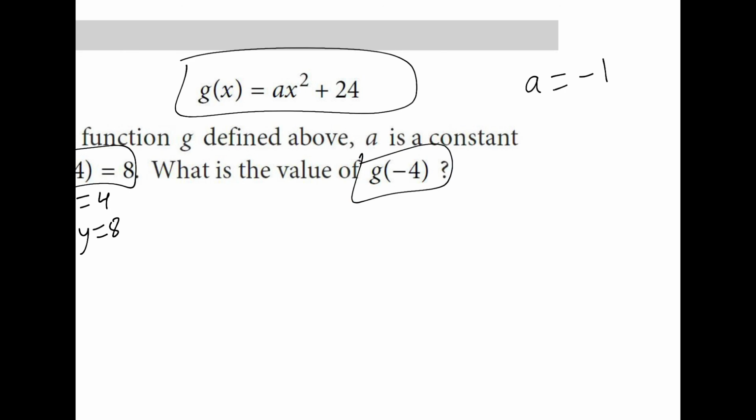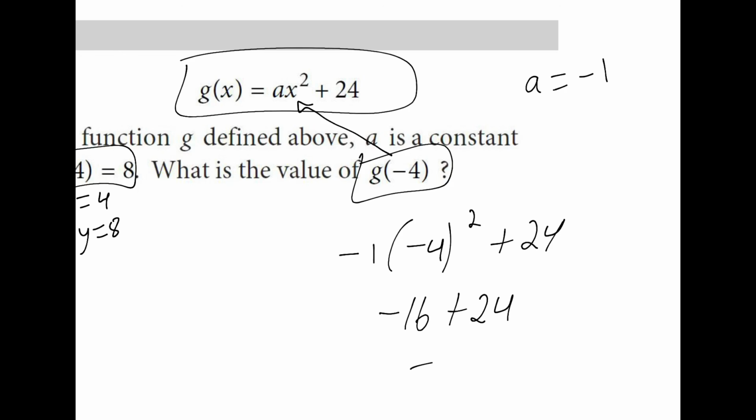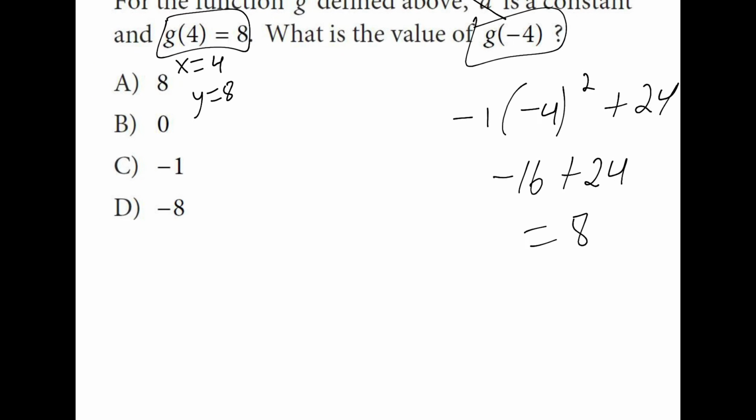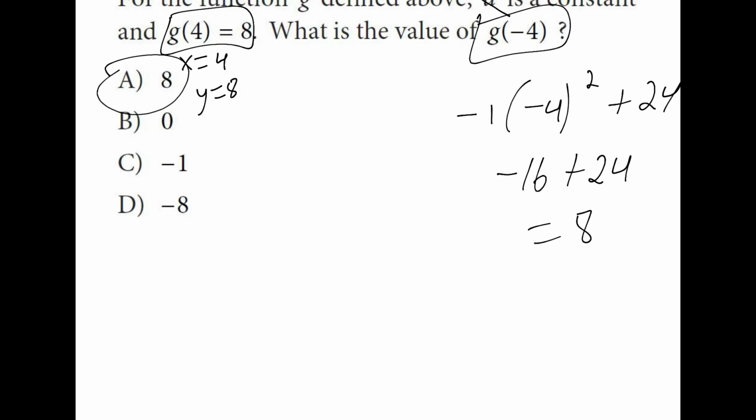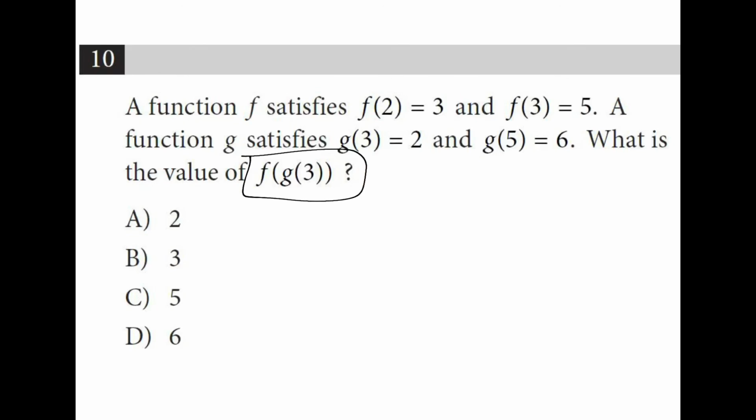And now I'm going to plug in negative 4 wherever there was an x. So I have negative 1 times negative 4 squared plus 24. Negative 4 squared is 16, times a negative 1 is negative 16, plus 24, which just comes out as positive 8. A.